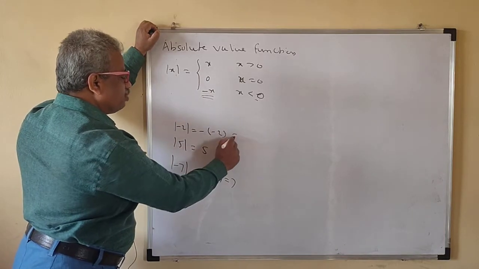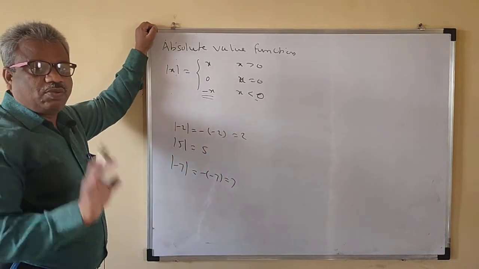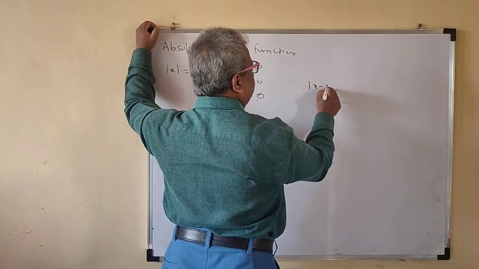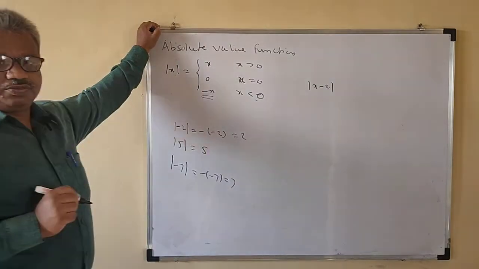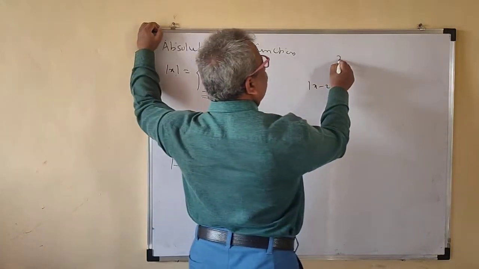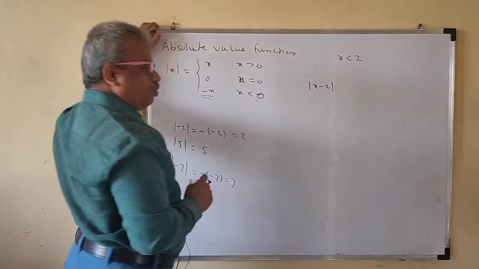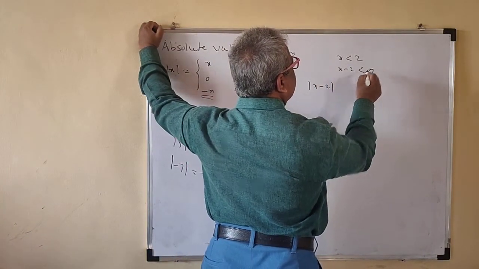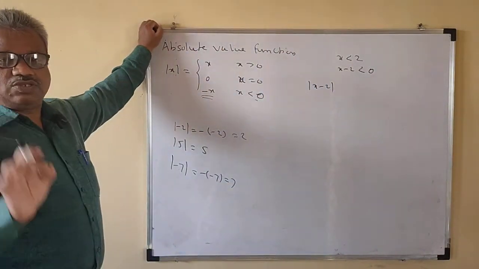So this will be 7. Now see, we get a positive value. The absolute value function is a positive value function. That means what? Suppose x minus 2 is there, mod of x minus 2. So if x is less than 2, then x minus 2 is less than 0. That means your x minus 2 is negative.